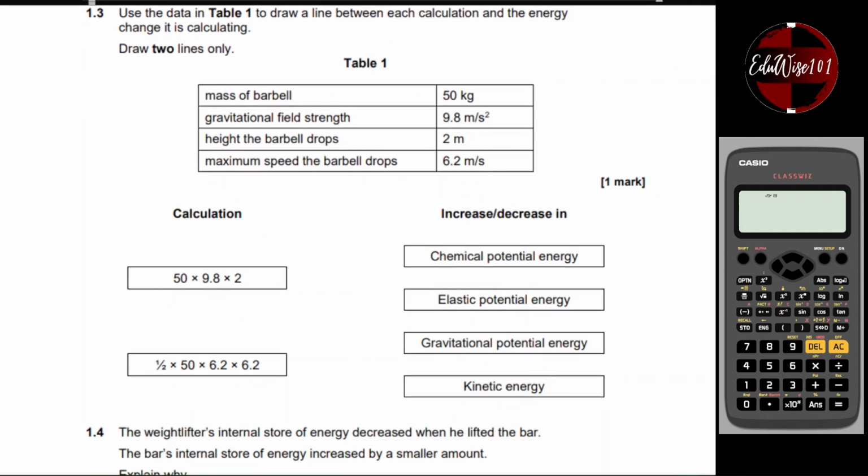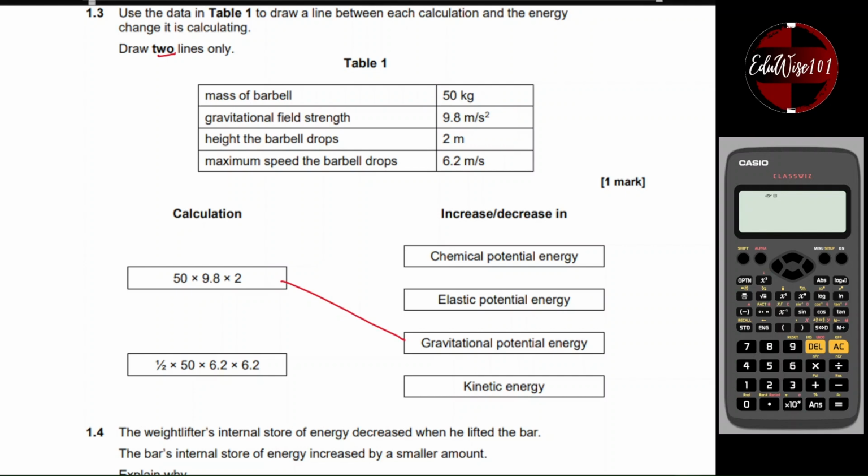1.3. Use the data in table 1 to draw a line between each calculation and the energy change it is calculating. Draw two lines only. Mass of the barbell is 50 kilogram. Gravitational field strength is 9.8. Height of the barbell drops is 2 meters. Maximum speed the barbell drops is 6.2. So that is the mass, gravitational field strength, and the height. That is gravitational potential energy.